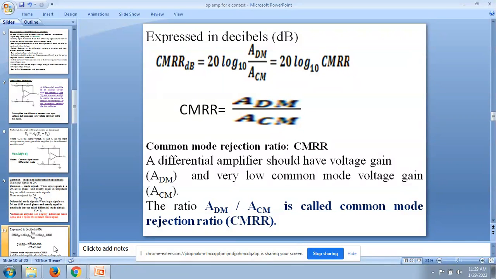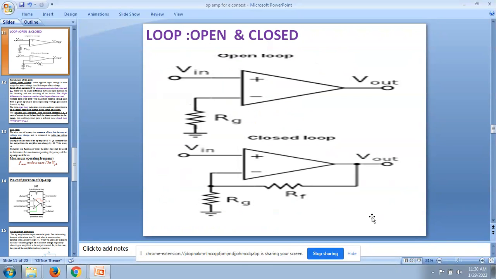So when we write the expression, we write it as CMRR in decibels. That is, it is expressed in decibels: 20 log of ADM by ACM. That is, CMRR is equal to ADM by ACM. What are ADM and ACM? They are the amplification of a differential amplifier in differential mode and common mode. So the ratio is said to be the common mode rejection ratio. It is expressed in decibels.